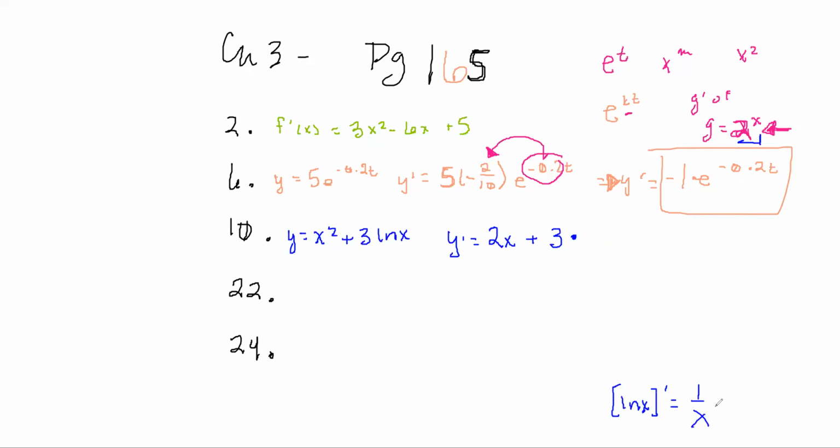There we go, 1 over x, exactly. So this is times 1 over x. We're going to simplify this out so that y prime is going to equal x plus 3 over x. And that's our derivative.